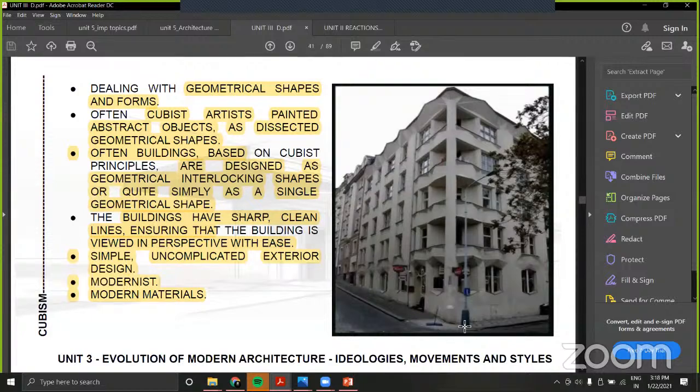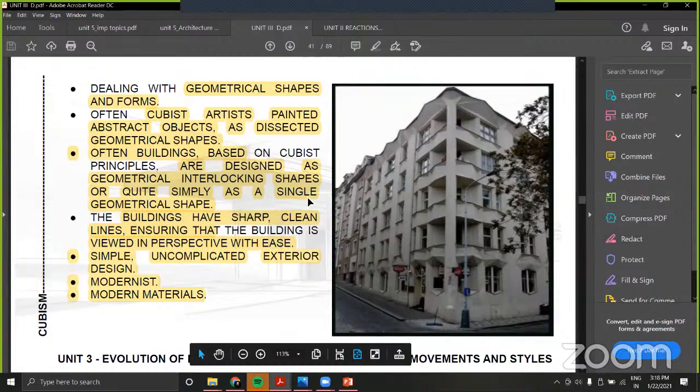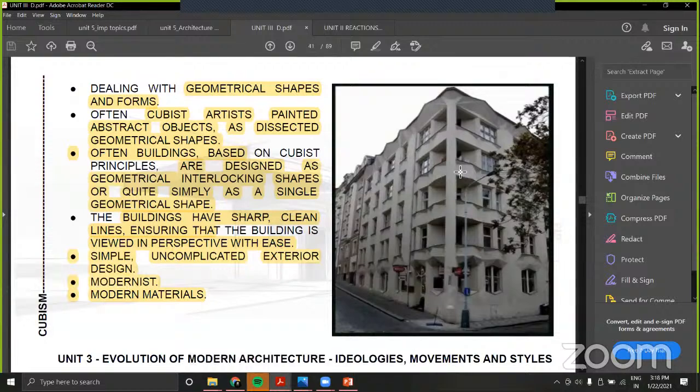Since this building contains a single cube, further on, they started developing this single cube into an abstract model, stacking or interlocking each other. That's how the cubism movement started. The buildings have sharp and clean lines, ensuring that the building is viewed in perspective with ease. Simple, uncomplicated exterior design, modernist and modern material. They wanted to imply simple, elegant features in the building, and they also wanted straight lines.